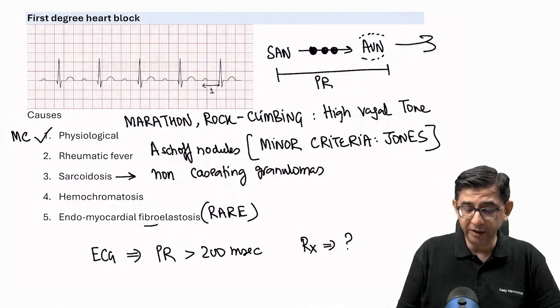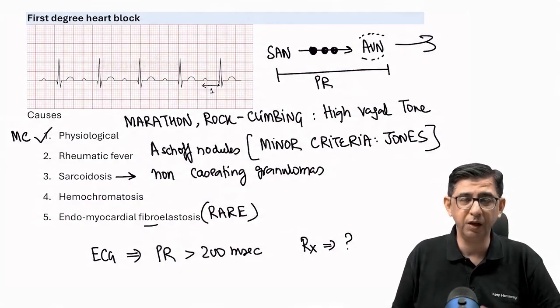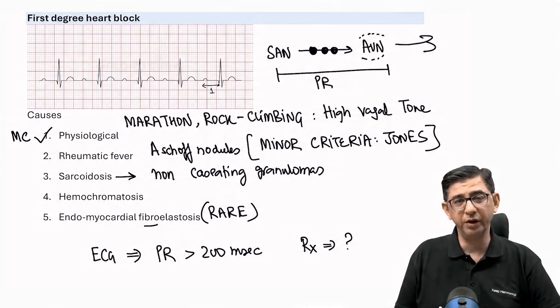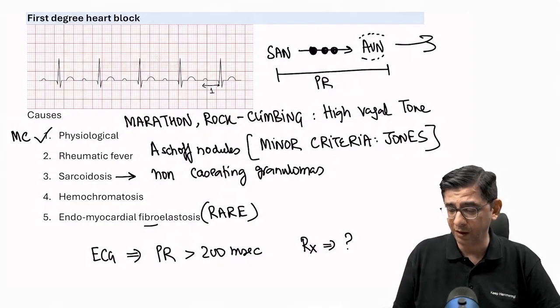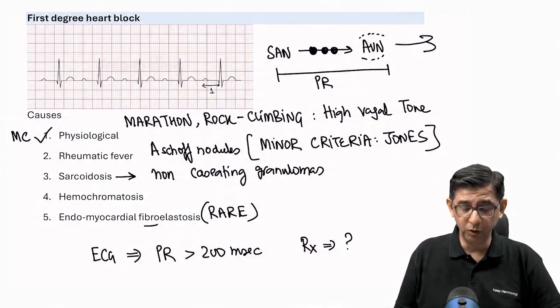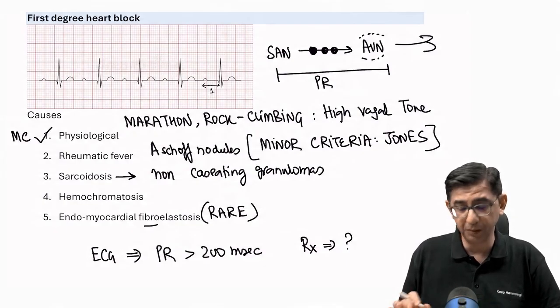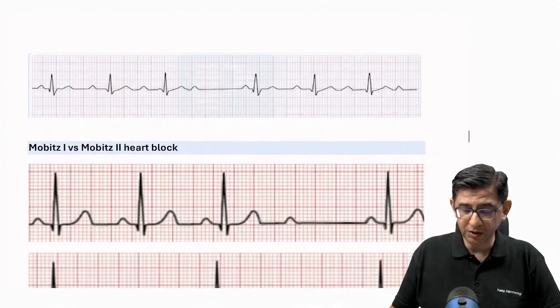Anyway, nothing to worry except for point number 2 to 5, where we will tell the patient that he needs specific treatment for the cause. For rheumatic fever, we give benzathine penicillin injections for prevention. For sarcoidosis, we give steroids. For hemochromatosis, we use iron chelators. So specific treatment to the cause would be given, but as such, there is no pacemaker requirement for first degree heart block. Now I will focus on second degree heart block.